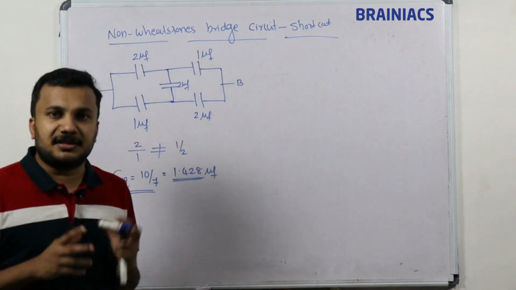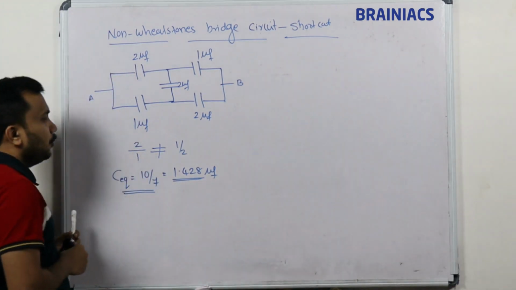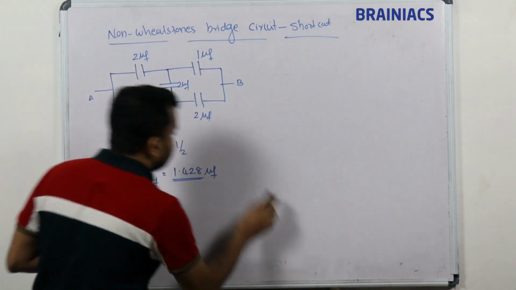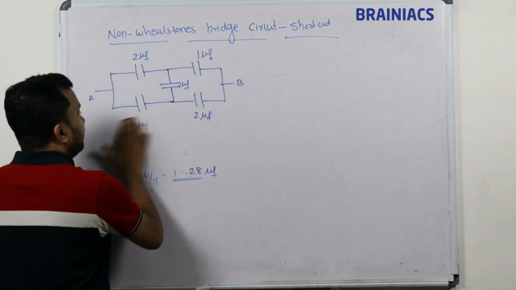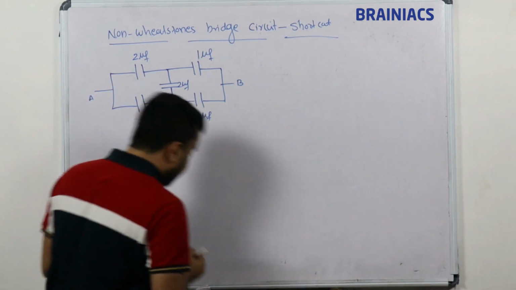The shortcut method is nothing but star to delta and delta to star conversions. We'll see how we can use it here. So remember this value, this is what we got previously. Next, we are going to solve the same question with the help of that.